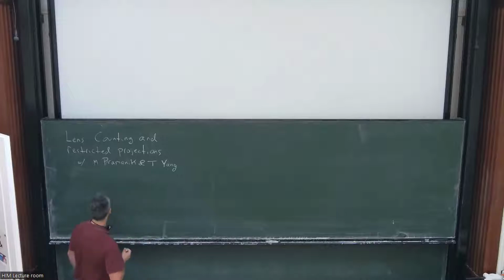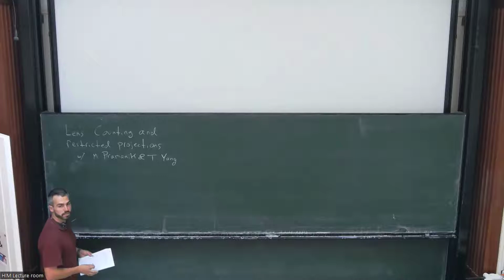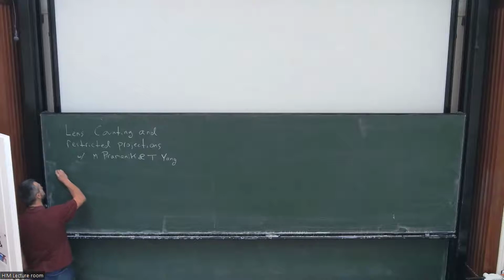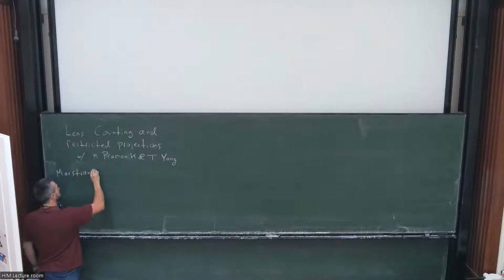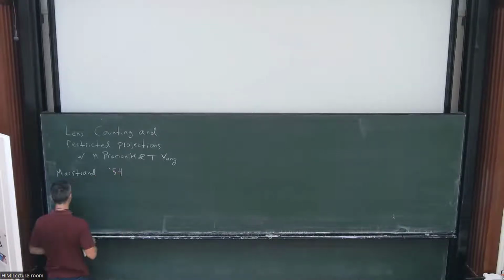Okay, so I'm going to start with something which I think is fairly classical and which maybe all of you know, and this was also the start of Pablo's talk on Tuesday. So this is Marstrand's projection theorem in the plane. This is from the mid-50s. I think maybe 54 is when the paper appeared. And it says something like this.